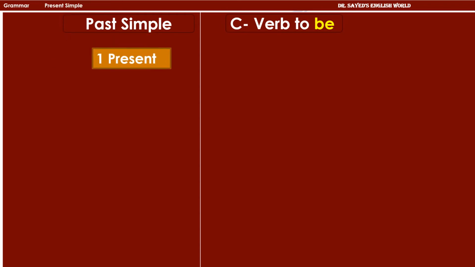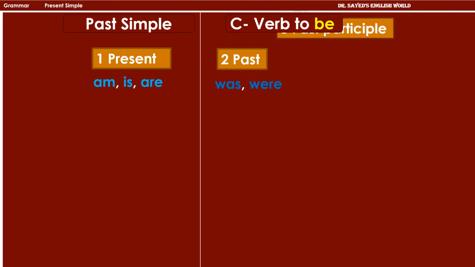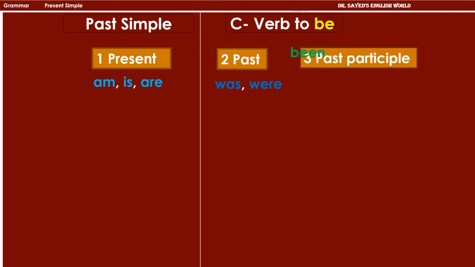Okay, now let's have a look at the verb to be in the past simple. As you know, any verb, as I keep repeating, has three forms. Form one is the present, so we have to remember the verb to be. In the present, we have am, is, and are. In the past, we have was and were. And the past participle, we have been. In this case, we are going to use was and were because we are talking about the past simple.